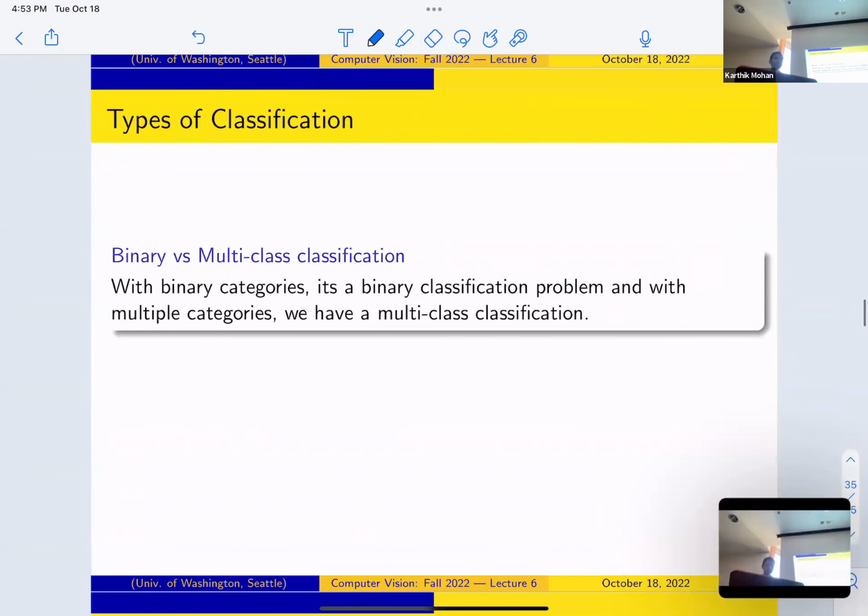Okay, so you can also look at classification as binary or multi-class. Binary is what we looked at, spam or not spam. Multi-class we also looked at, is it iris 1, iris 2, or iris 3. So there are multiple classes. It's not just 2.